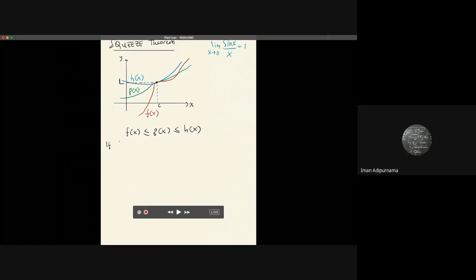If the limit as x approaches C of f of x is L, and the limit as x approaches C of h of x is also L, then the limit as x approaches C of g of x is also L. So this is our squeeze theorem right here.